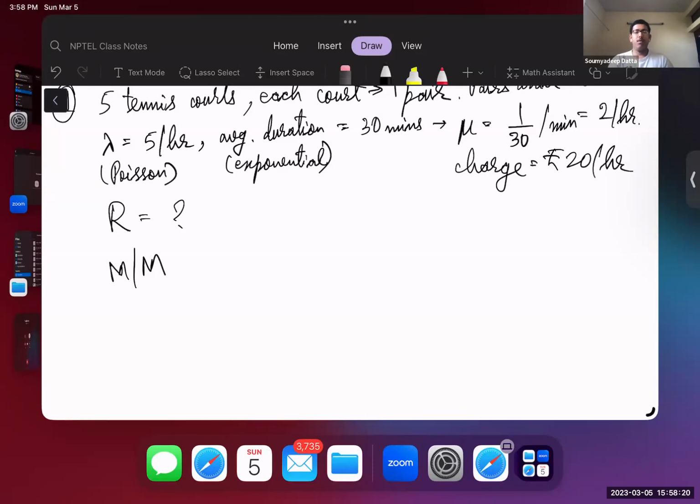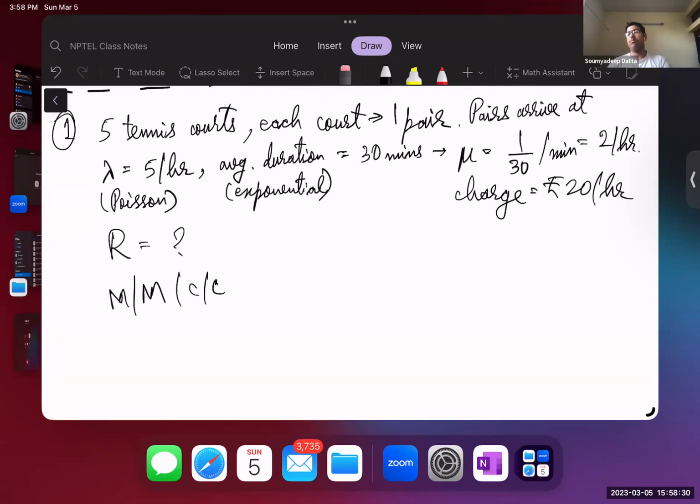Fine. But I'll continue. So this is of the type M/M/C/C queue with lambda and mu as provided earlier, and C is equal to 5, right? Because at any time there are effectively 5 servers, because there are 5 tennis courts which can accommodate the players, and the maximum number of players that can be accommodated is 5.